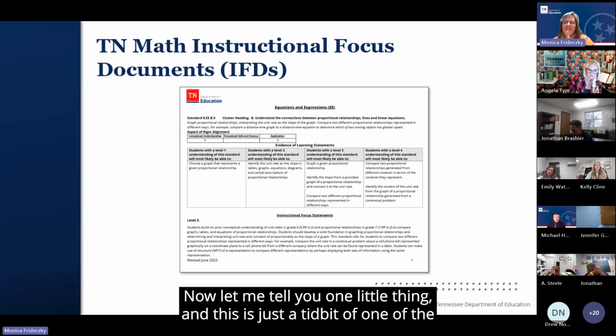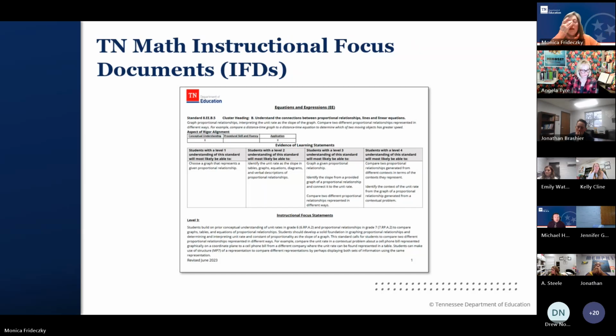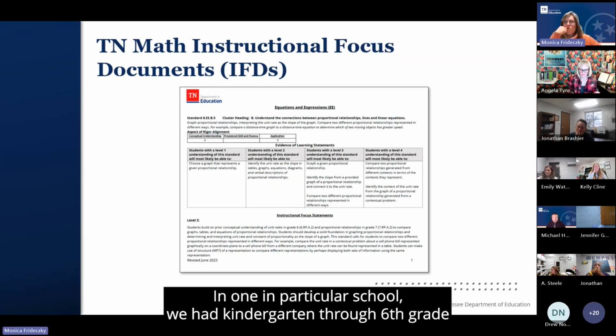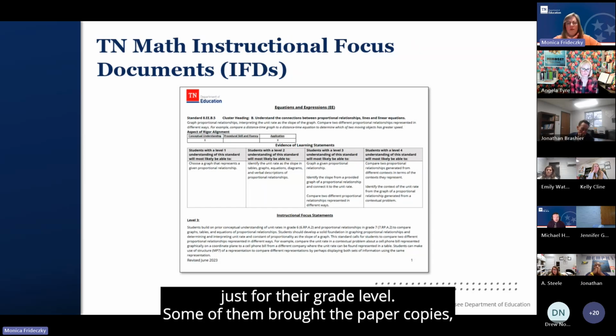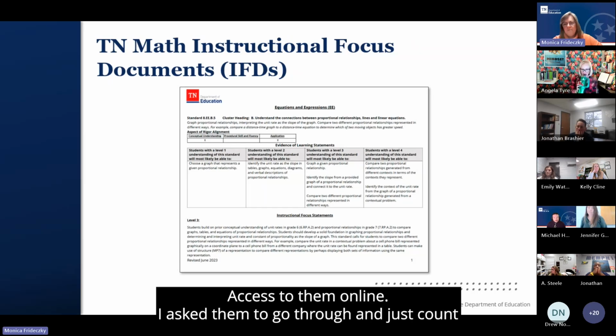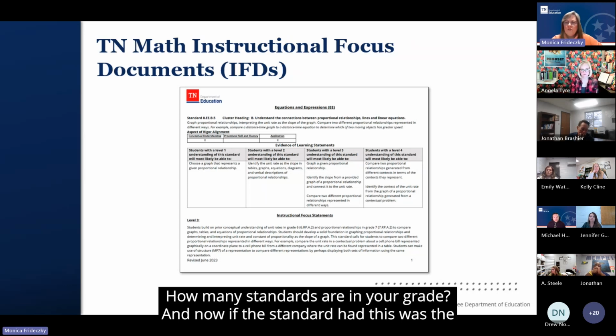Now, let me tell you one little thing, a tidbit of something I've done with this that's been very powerful in just a couple of instances. In one particular school, we had kindergarten through 6th grade teachers come in, and they were asked to bring their instructional focus documents just for their grade level. Some of them brought paper copies, some had access online. I asked them to go through and count, how many standards are in your grade?